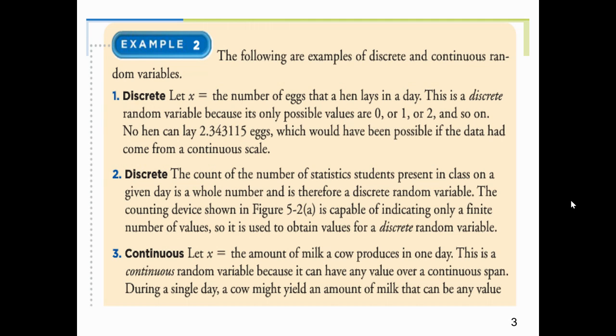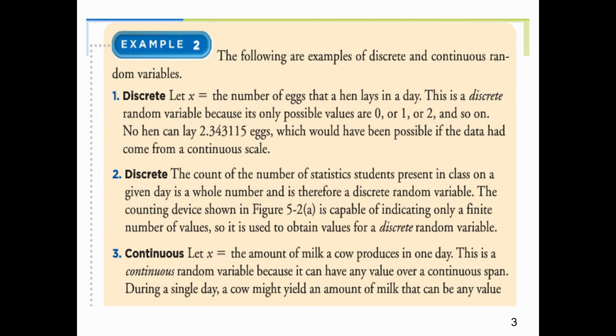For instance, the number of eggs that a hen lays. Well, a hen's not going to lay 2.343115 eggs. It's going to lay either 0, 1, or 2. Those are the possible values. If I count the number of students in our statistics class, it's not going to be 3.2 or 20.5. It's going to be 21, 22, and so forth.